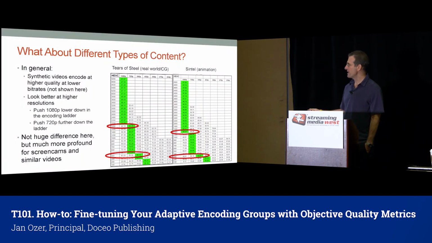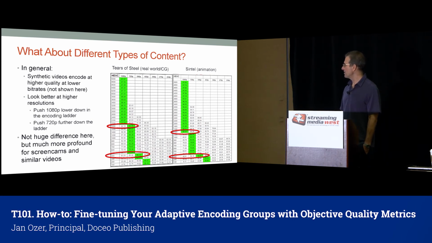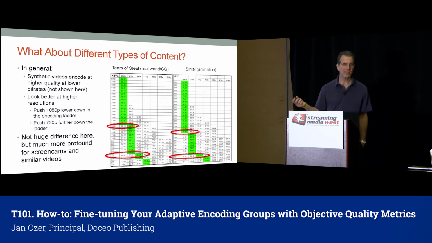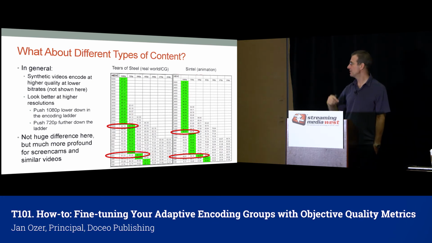What about different types of content? Same deal. This is HEVC, Tears of Steel, and this is Sintel. So this is mostly real world and computer generated stuff. This is pure animation. And we see that in the pure animation, we can push the higher resolution videos down further into the encoding ladder than we can with regular video. So if you were producing per title encoding, you're going to want a different starting point in terms of data rate for your different videos.